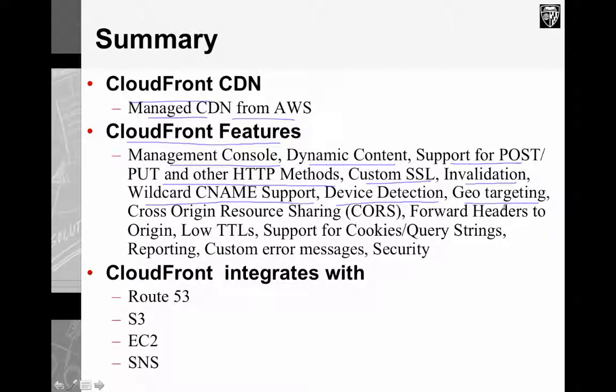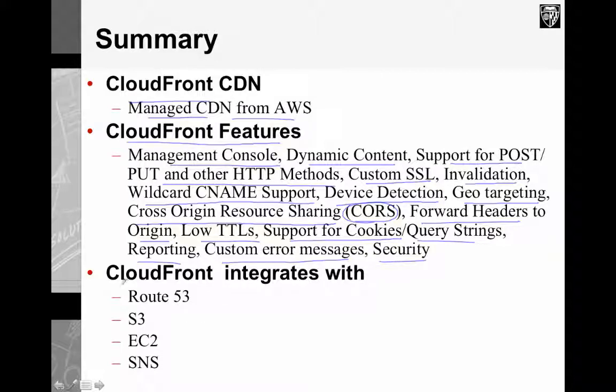geo-targeting, targeting content only for users from within a certain country, cross-origin request sharing, which is CORS for cross-domain requests, forward headers to origin, low TTLs, and the TTLs can be as low as 0 for your content, support for cookies and query strings. It can send back those information back to the origin, reporting, custom error messages. So when a bad request comes into the edge site, it can send custom error messages as defined by you.